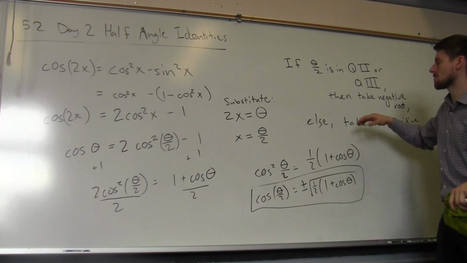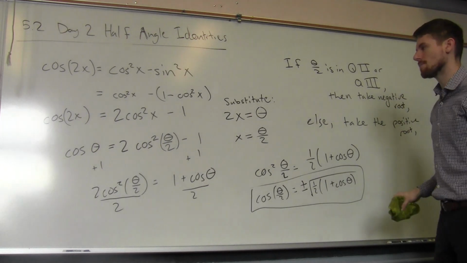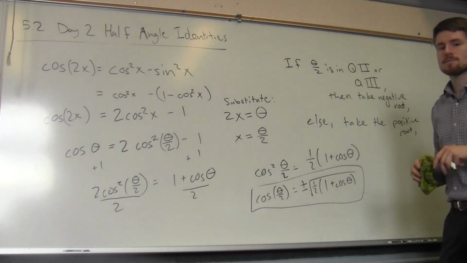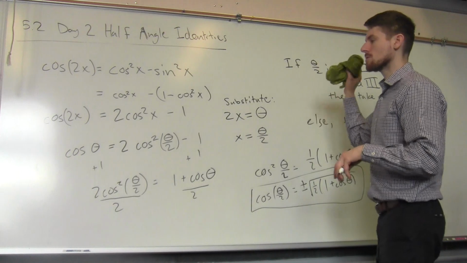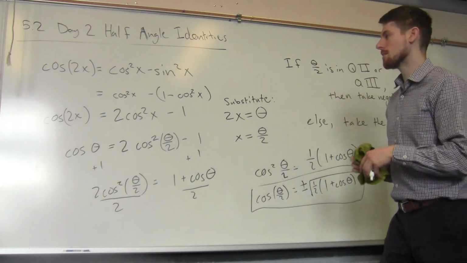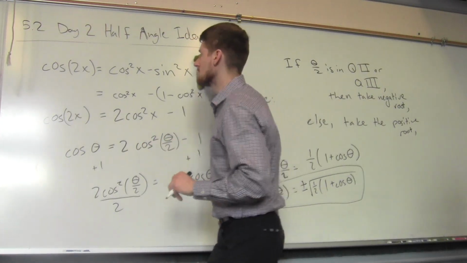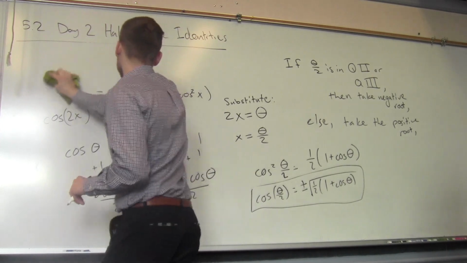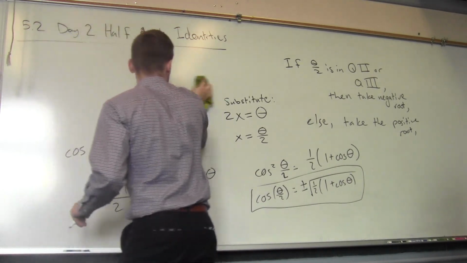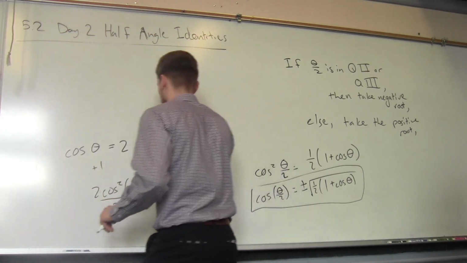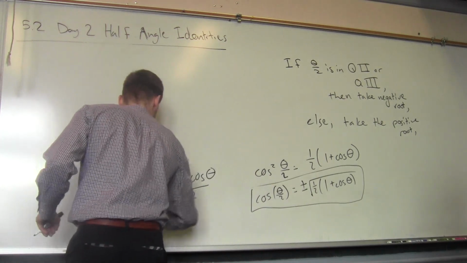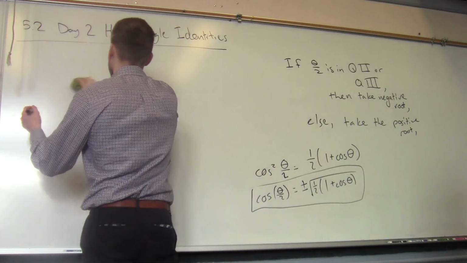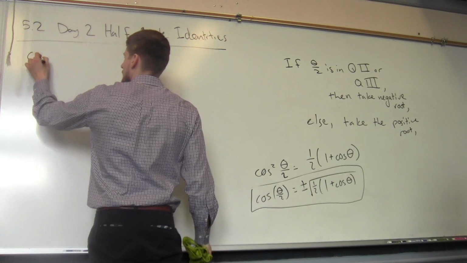Of course, else means quadrants 1 and 4. Okay, so there's the half angle identity for cosine. Now I'm going to just write the half angle identity for sine on the board, so let me erase this. Okay, so we have the half angle identity for cosine.